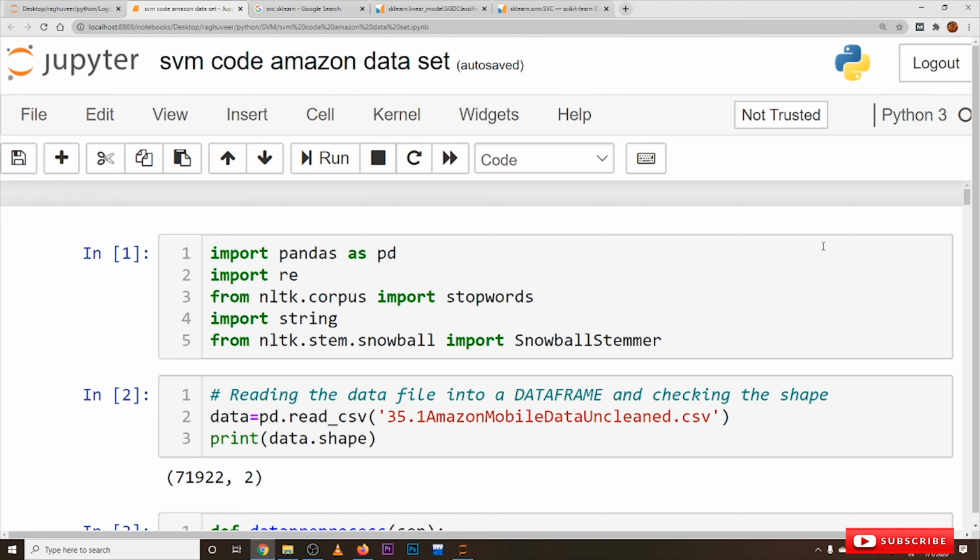Here we discuss the modification part. What we modified in this code for applying support vector machine will be discussed in this class. If you want a clear idea about the complete code, please watch our naive Bayes coding video for the Amazon mobile dataset.